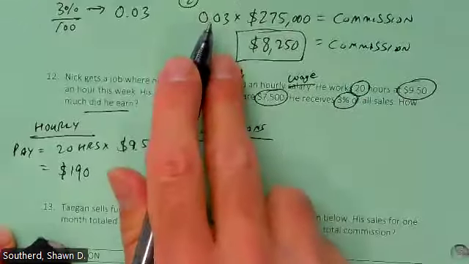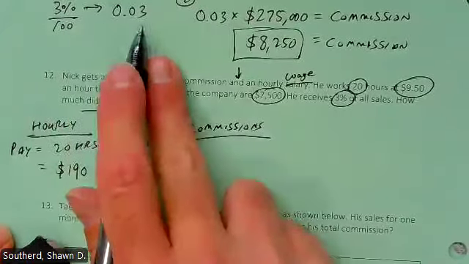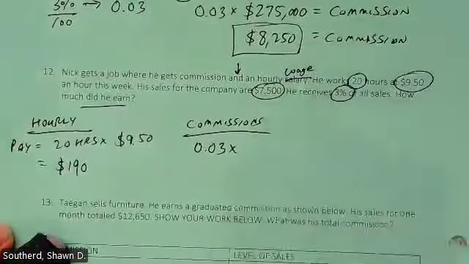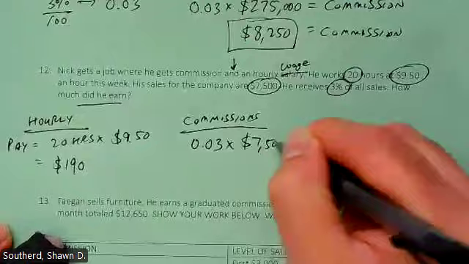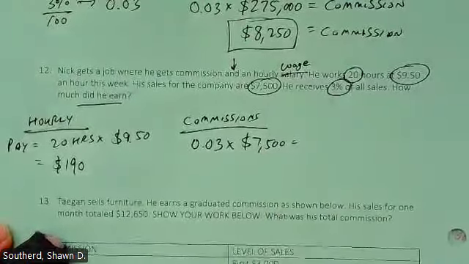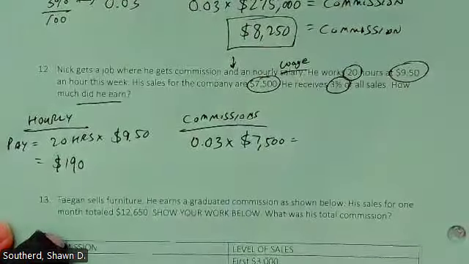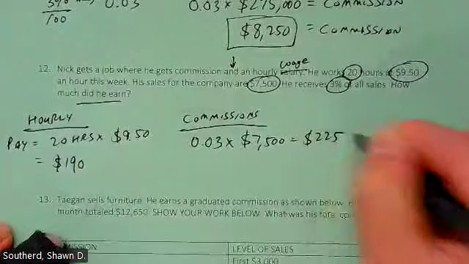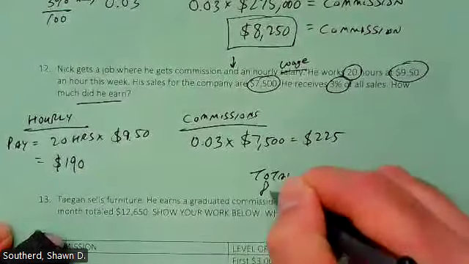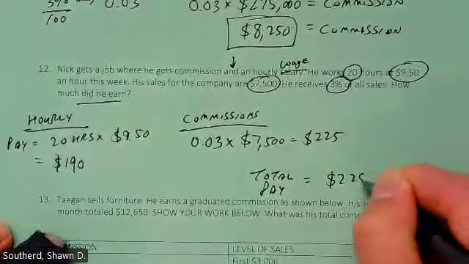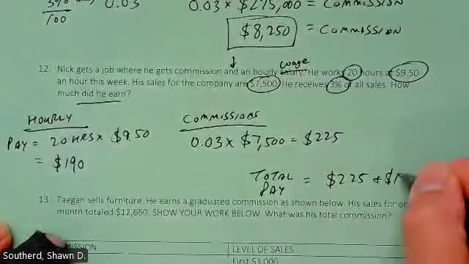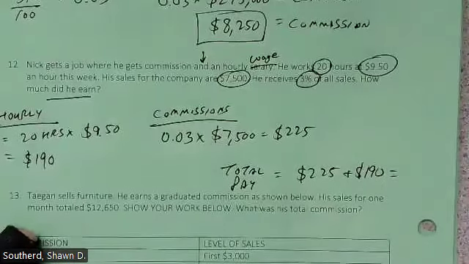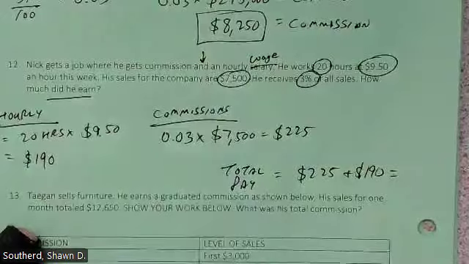So we did the math earlier, right? So we know 3%, 3 divided by 100 is 0.03. So I'm going to take that and multiply it by all sales. He sold $7,500, so his commission is going to be 0.03 times 7,500. And it's going to be 225 bucks. So his total pay is going to be the 225 from here, plus the 190 he earned per hour. That'll be equal to, should be 415 if I'm not mistaken, but I'll check with my calculator. Yep, 415.